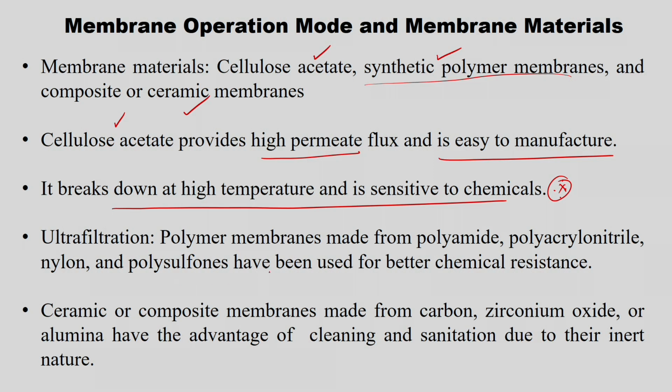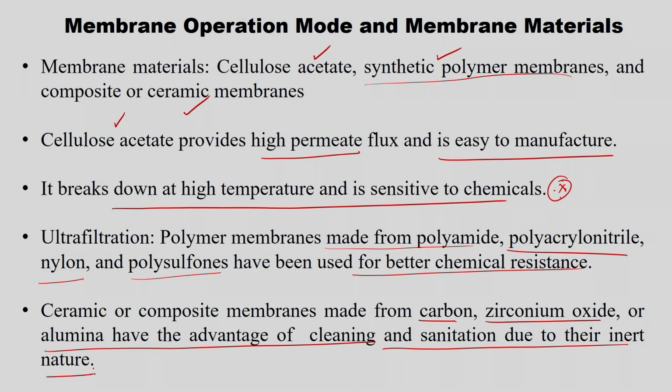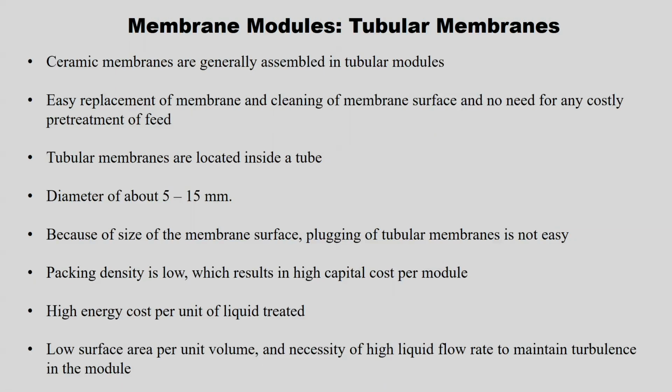So, ultrafiltration polymer membranes made from polyamide, polyacrylonitrile, nylon as well as polysulfones have been used for better chemical resistance, and ceramic or composite membranes made from carbon, zirconium oxide or alumina have the advantage of cleaning and sanitation due to their inert nature. So, they will not take part in any reaction. Due to their inert nature, they are very much wanted where your membrane should not react with the feed processed, right. Now, we are going to see the different modules: tubular, hollow fiber membrane, plate and frame, as well as the spiral wound module.